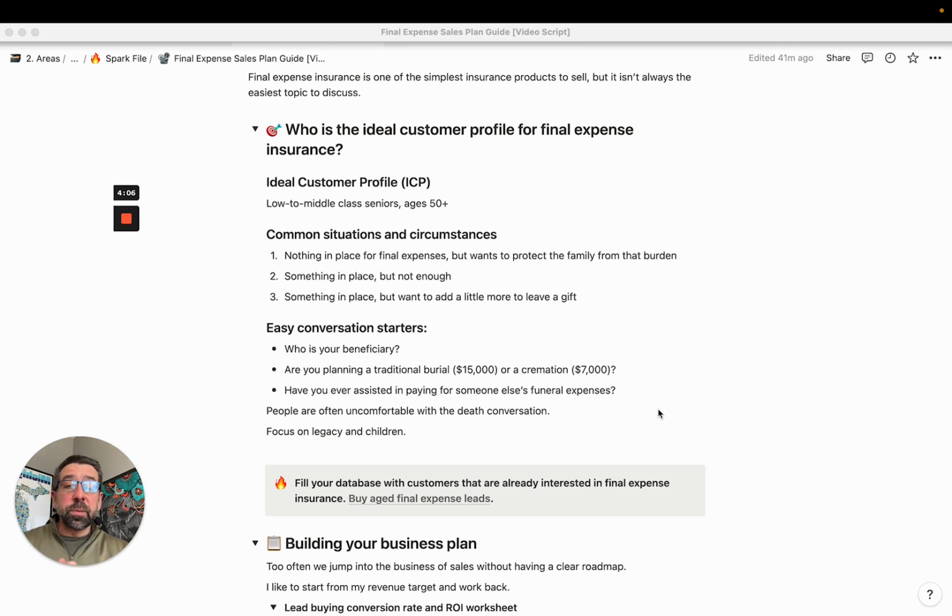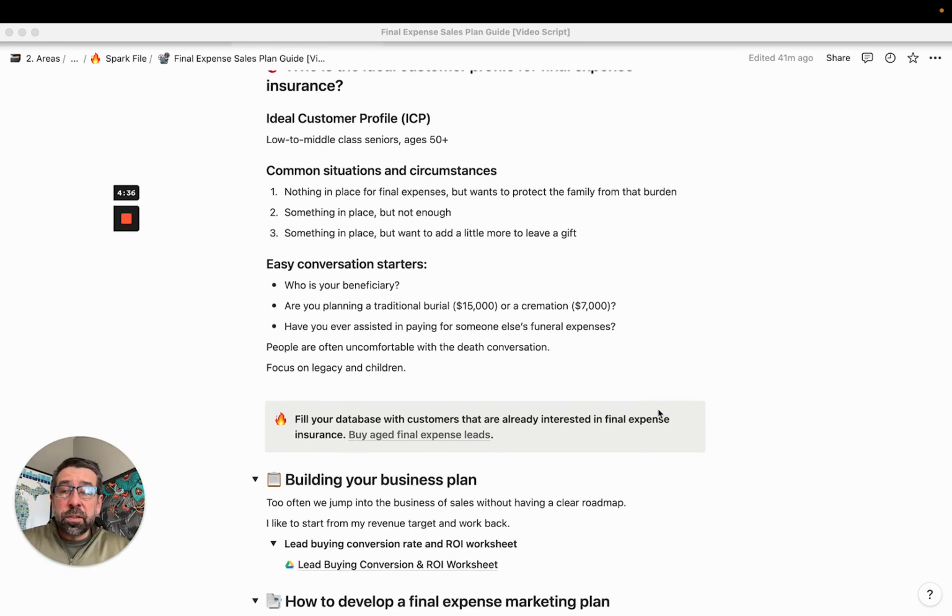And maybe they have something in place, but again, talk about that gift. I think that's a big motivation. The ability for folks that don't have a ton of margin in their life and are living on a fixed income to create that financial impact, to not only account for their final expenses, but also maybe lift up those that are behind them or in their family, who are a part of their legacy. So they can create a little bit of a legacy with this product, right? So, easy conversation starters.